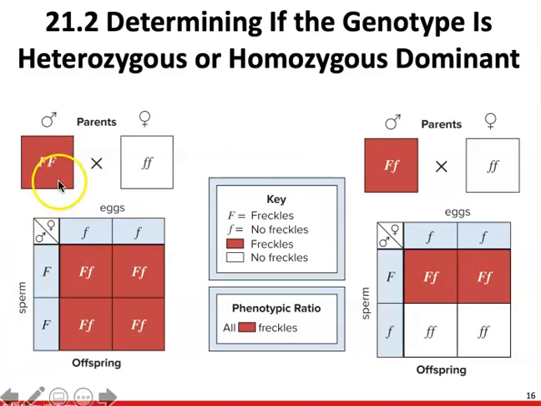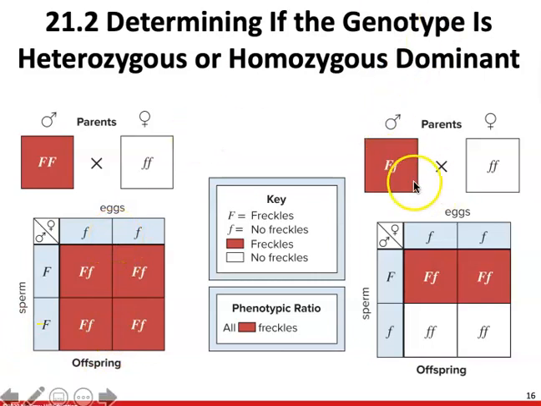If the father is homozygous dominant, what will his offspring be? We'll have a big F from father and a little f from mother. This individual will have big F from father, little f from mother. This individual will have big F from father, little f from mother, and this one will have a big F from father, little f from mother. In other words, if the father is homozygous dominant and the mother is homozygous recessive, all of the offspring will be heterozygous, and all of the offspring will have freckles.